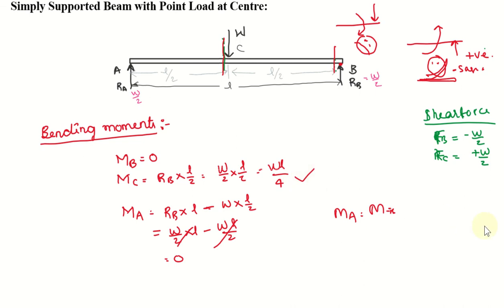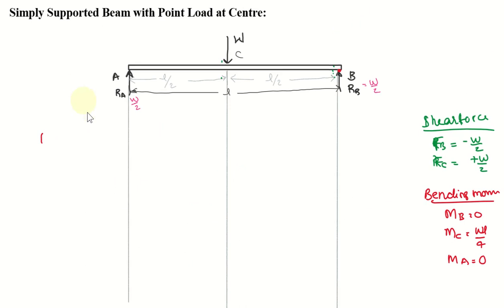So let us now try to draw the bending moment and shear force diagrams. Let us add our values here. Bending moments: MB is equal to 0, MC is equal to WL by 4, and MA is equal to 0. With these values, let us try to draw the diagrams. Let us first draw the shear force diagram. Let me draw this reference line.